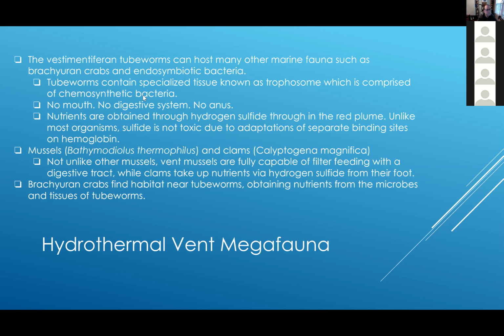And then there's two other ones. There's some mussels and clams, which we do have in other places of the ocean, but unlike the other mussels, the vent mussels are fully filter feeding. So similar to a big whale, where it can swallow and then digest things, the mussels are able to also digest some sorts of food for themselves. Whereas the clams are similar to the tube worms, where they don't have a mouth, but they do have ways to absorb hydrogen sulfide and then convert it into a usable energy from their foot. Sorry. Can you get next slide?